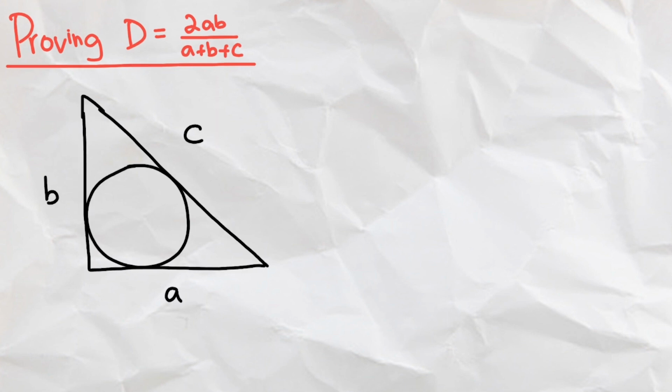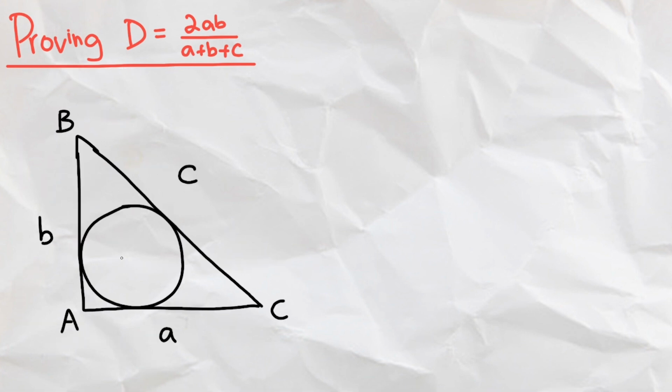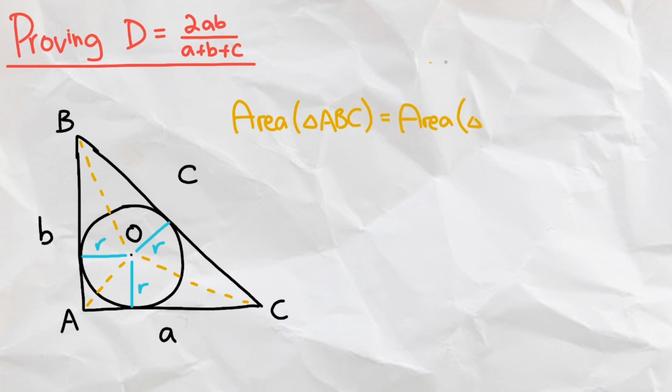First of all, let's tackle d equals 2ab over a plus b plus c, where a and b are the sides and c is the hypotenuse, with the points A, B, and C. We can start by taking the center point of the circle, or O, and dividing the large triangle into 3 smaller triangles. And looking here, we see that the height of each triangle is simply the radius of the circle, or r. From this, we can say that the area of the big triangle is equal to those 3 smaller triangles. So, we have an equation here, with the 3 letters depicting the triangle that we are referring to.